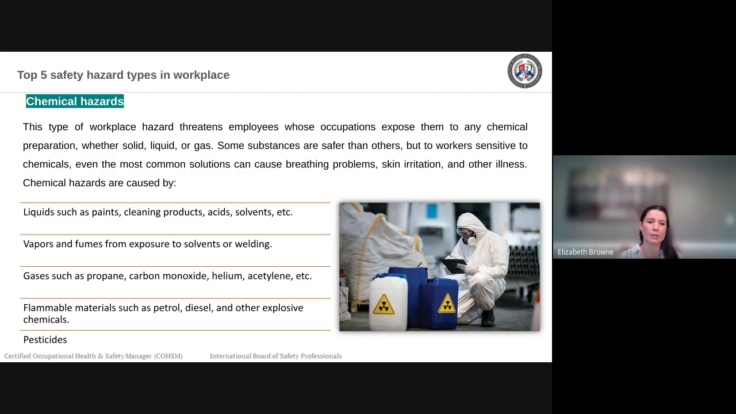Also, other potential chemical exposures are gases like propane, carbon monoxide, helium, acetylene. There are a lot of chemical exposures to gases that sometimes can get overlooked too, but it can be very, very harmful. And then flammable materials such as petrol, diesel. We talked about solvents earlier. Those are very flammable. They have very low flash points in their vapor and can be very ignitable at even freezing temperatures. There are other explosive chemicals, and pesticides can be very highly hazardous as well.